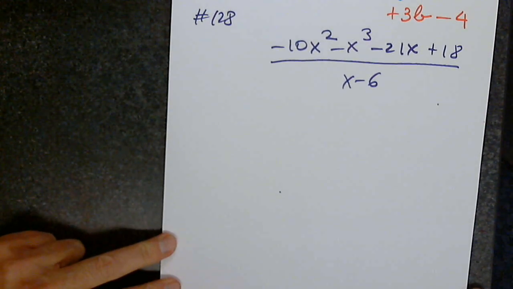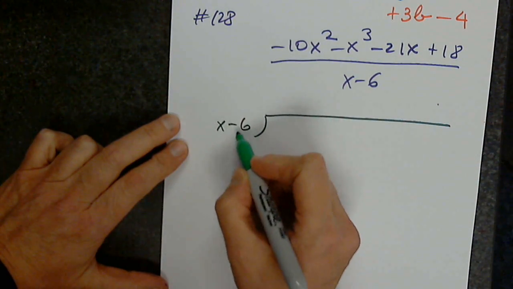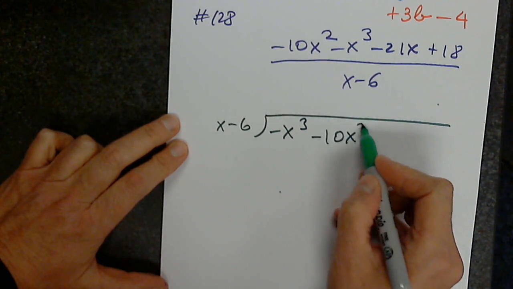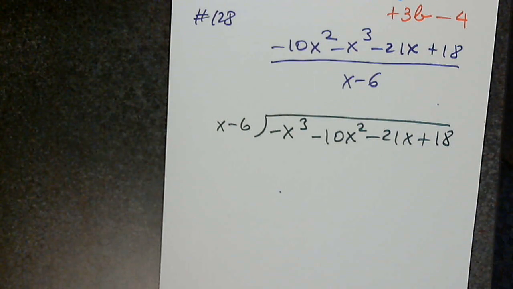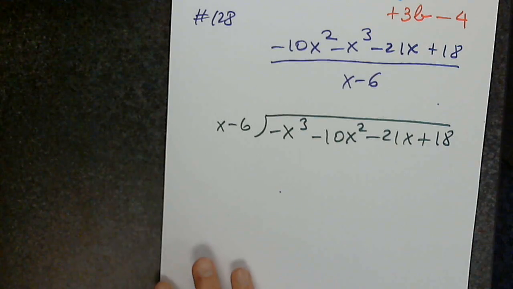This is long division, right? Correct, because it has two terms. So do x minus 6, and you have to rewrite it with negative x cubed minus 10x squared minus 21x plus 18. So we know that there is no missing term from the top, because the degree is 3, so 3, 2, 1, and 0. I have a question. Why is it minus 10? Because that's the problem.